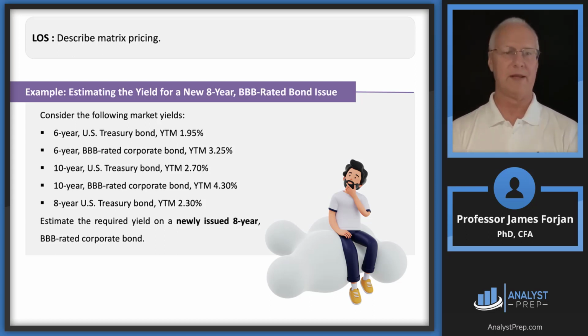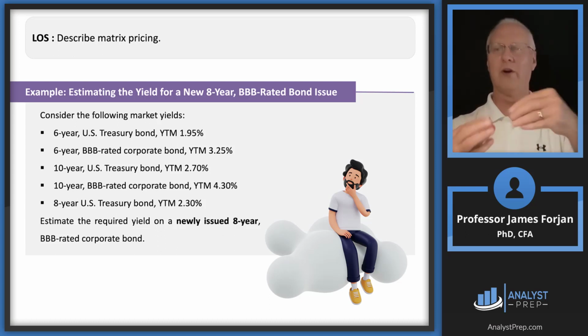All right, so what are we given here? We're given a bunch of stuff. Here are the following market yields. We have a 6-year Treasury, 1.95, 6-year BBB, 3.25. But wait a minute, we have an 8-year, and that's a 6-year. So that doesn't quite work. We're going to just take an average. We're going to do some matrix pricing. There we have a 10-year Treasury at 2.7 and a 10-year BBB at 4.3. So we're in the middle.